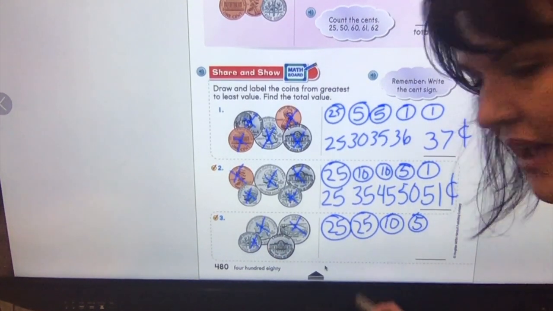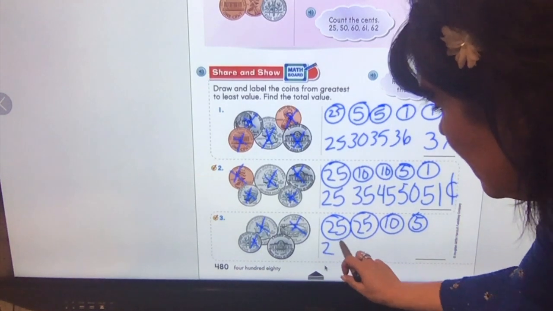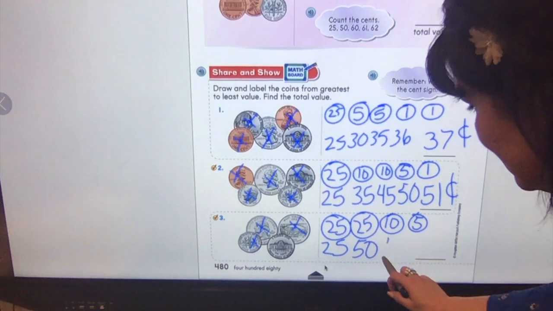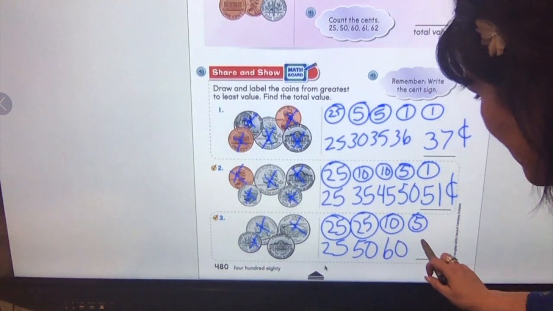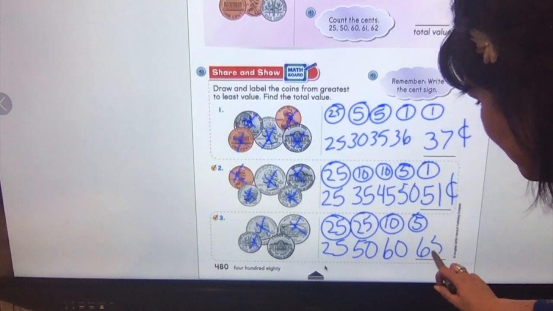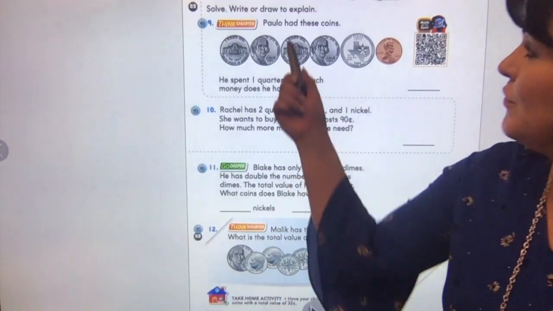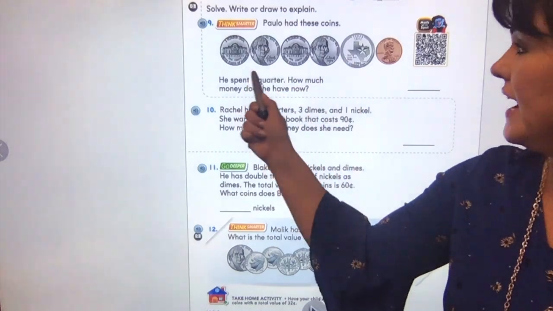Let's go ahead and count on. 25, 50, 60. Add 5 more on, 65 cents.